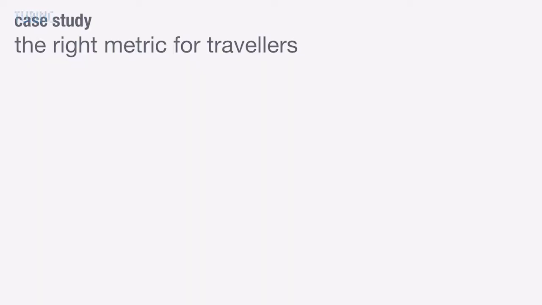So, final case study, the right metric for travelers. Earlier this year, I was writing one of the most difficult emails of my life to our senior management team. And the email was basically this: we'd found 2 major problems for travelers on our site. And the good news was we found a solution, but it required voluntarily taking the single largest degradation to our conversion metric that we had ever seen. So it was not a pleasant email to write.